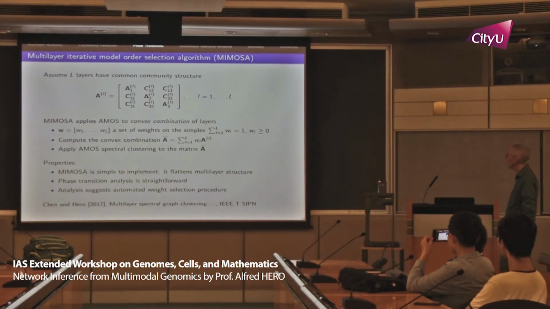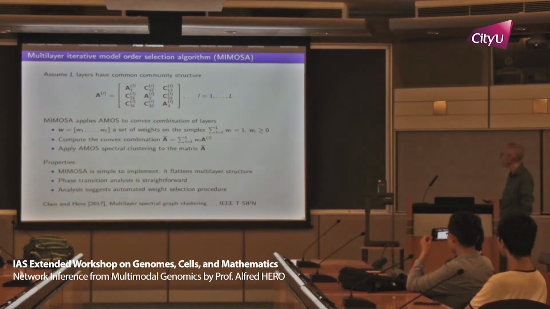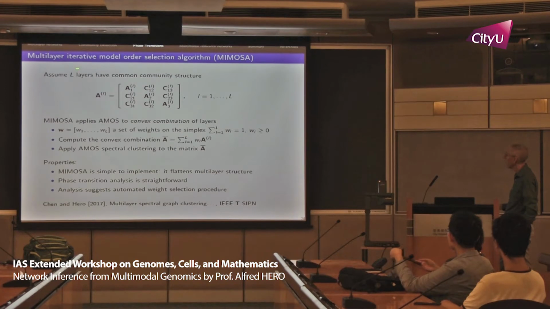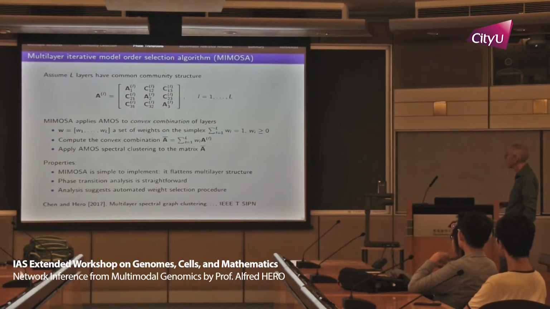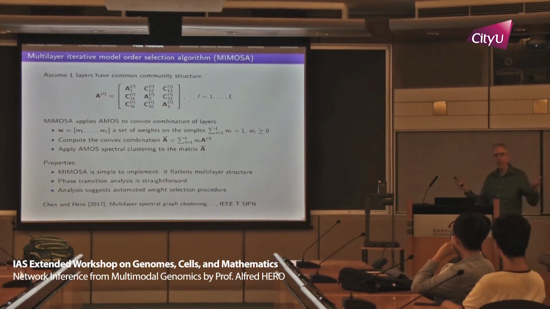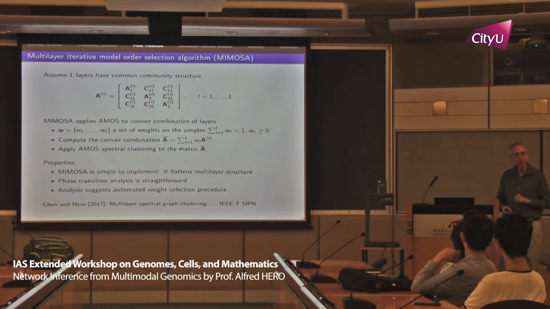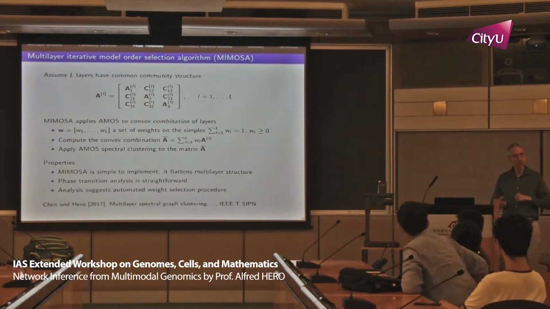I'm going to talk about a particular method before going on to the relevance network latent variable method that will combine multimodality network layers. First, starting with a very simple idea: you have multiple layers of a network. What if we simply take a weighted combination, flatten the network into one network, and then perform community detection on that flattened network?